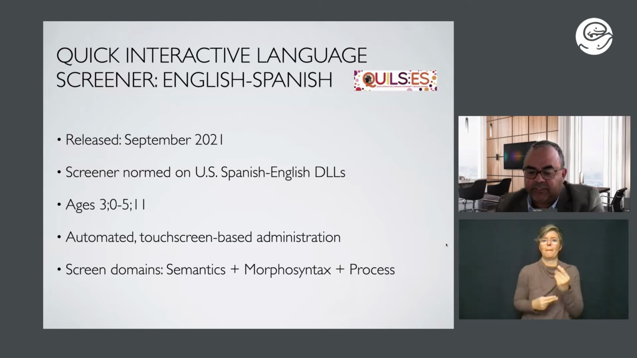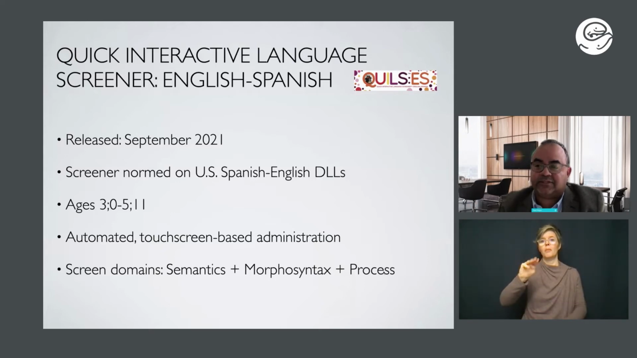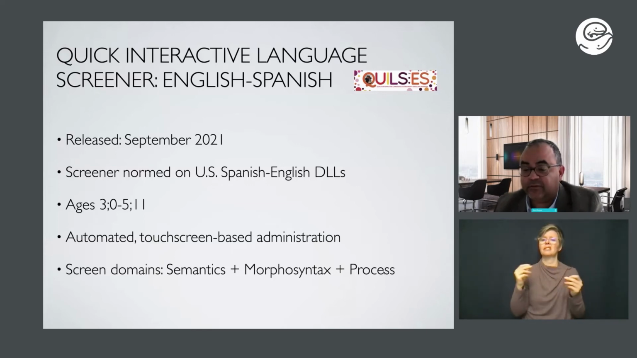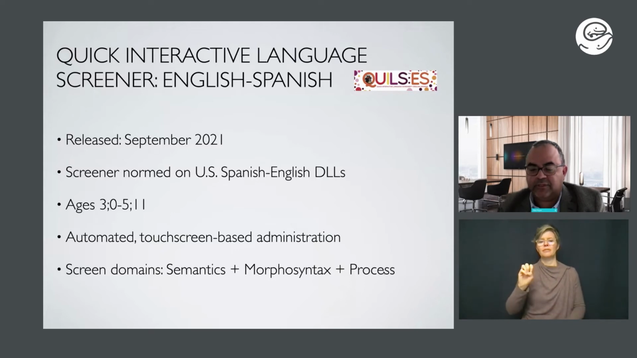It's nice because it screens these domains. It screens semantics, morphosyntax, and it also does this domain, which we usually don't think about, which the QUILLS calls process. But what that means is it's really fast mapping. So it's the ability for a kid to learn new words, right? So these novel words, and the ability for a kid to learn things like passive constructions, for example, like different morphosyntactic constructions. And it tests that both in Spanish and in English.